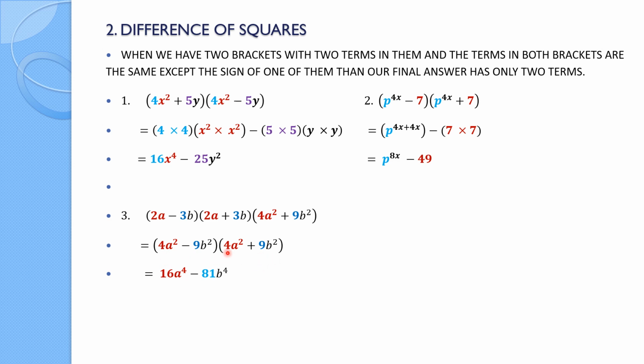I have 4a squared. Negative 9b squared plus 9b squared, so I have a further difference of squares. So 4 times 4, which is 16. a squared times a squared, which gives me a to the 4. Negative times positive, which is negative. 9 times 9, which gives me 81. b squared times b squared, which then gives me b to the 4. Alright, so that is difference of squares.